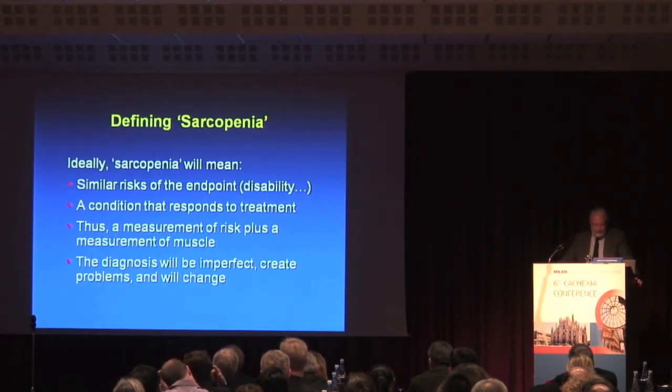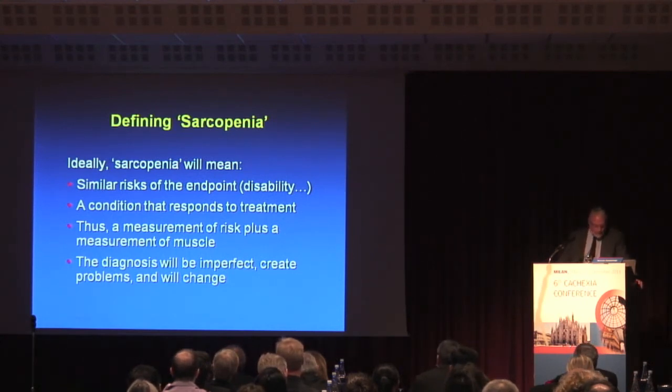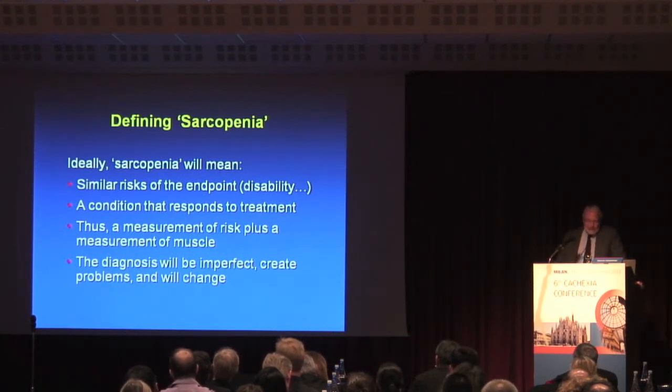Okay, so defining sarcopenia, I hope you'll mention to me that the definition will mean that if you've got that diagnosis, you've got similar risk of the endpoint. Everybody who's got it has similar risk. And the condition identifies people who respond to treatment, so that means it'll be a measure of risk, plus some measurement of that muscle that indicates its responsiveness. But any diagnosis, any definition that comes about in the next decade about sarcopenia will be imperfect, it will create problems, and it will have to change.